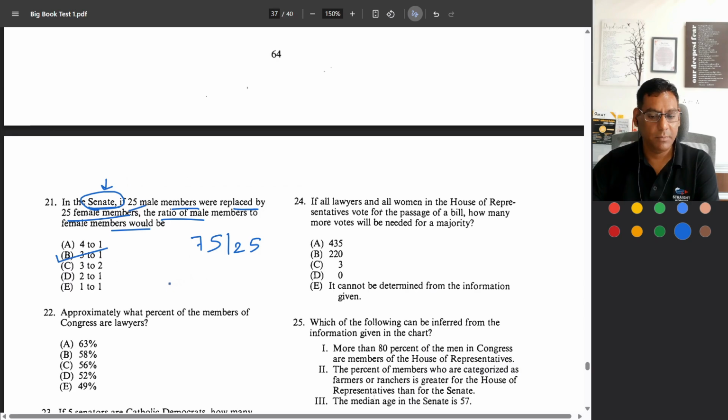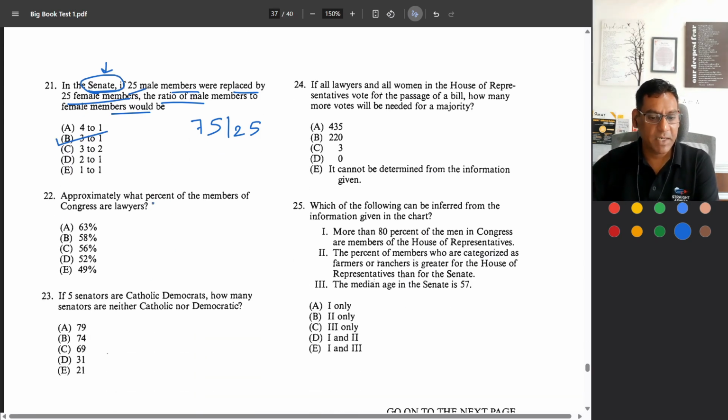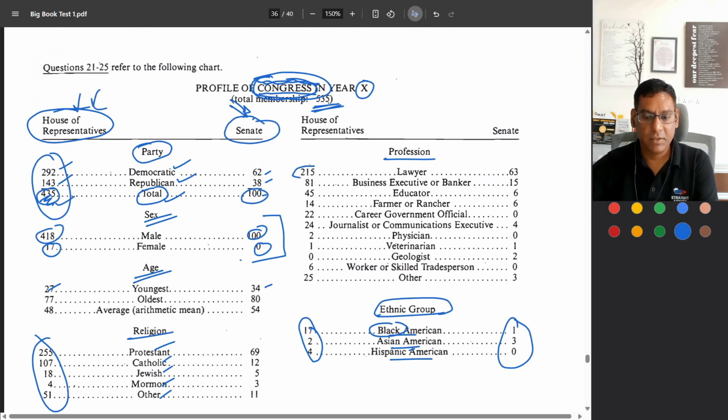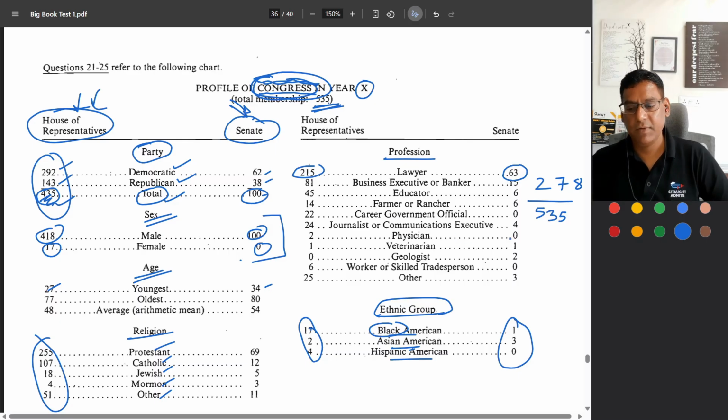Pretty straightforward. Approximately what percentage of members of Congress are lawyers? They're talking about Congress. Total Congress, they want lawyers. Let's see lawyers. I have these many lawyers in Congress. Not Senate, Congress. So let's see, 215 plus 63. That's going to be 278 over 535.